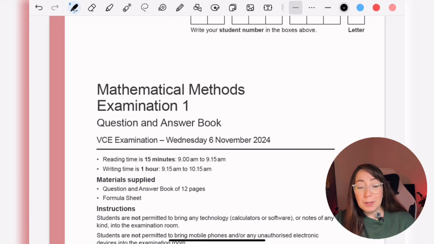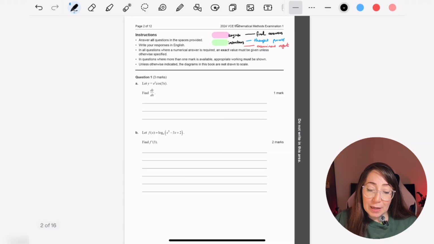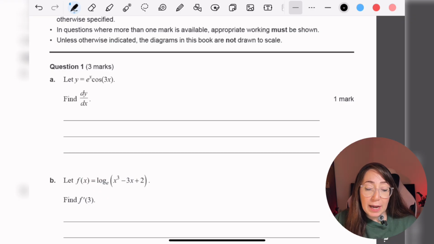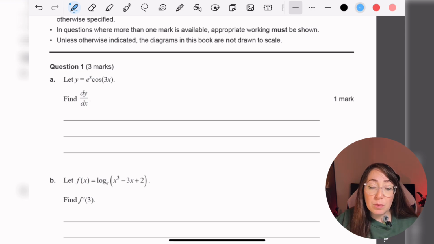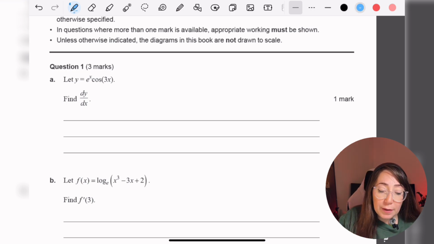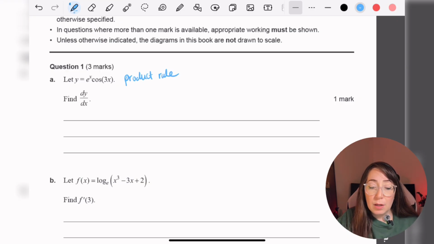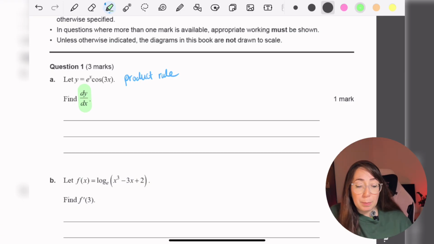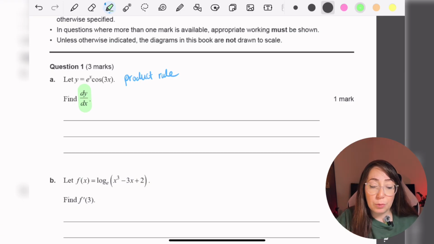The Methods 2024 Exam 1. So question 1 says, let y equal e to the x cos 3x. This is a pretty stock standard question. You're usually going to be faced with a product rule or a quotient rule question for the first one. In this case, because we have two functions being multiplied by each other, we're going to be using the product rule here. In terms of the instruction, the key thing that we need is to be able to find the derivative. Find dy by dx. Again, that's using the product rule.